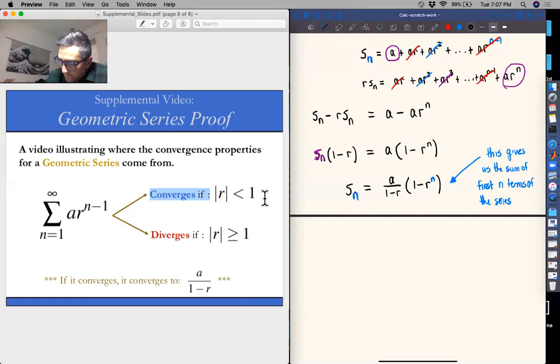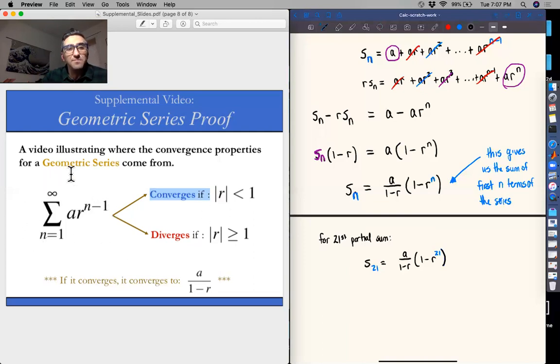So we could do something like, for the 21st partial sum, we would just calculate S sub 21 equals A over 1 minus R times 1 minus R to the 21st power. And again, A and R are coming directly from the way our geometric series was set up in the beginning of the problem. So A and R are some numbers, which means if we just raise that R to the 21st power, we will get that partial sum back that we want. But if we're interested in infinite series, what we're really interested in is what happens as n goes to infinity.